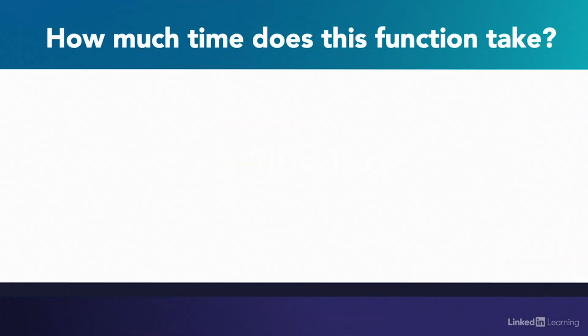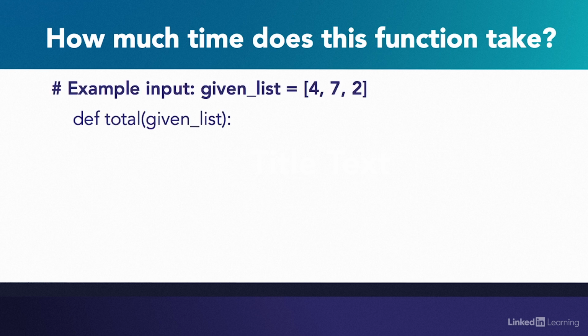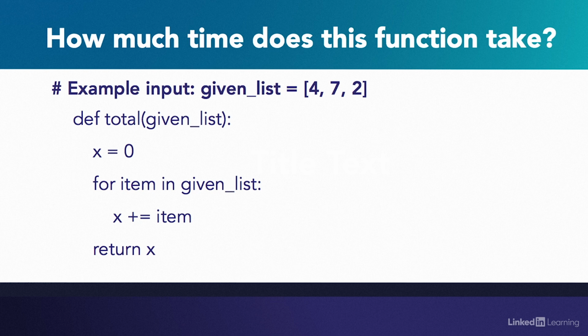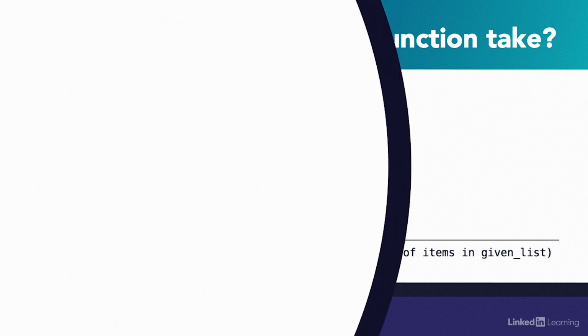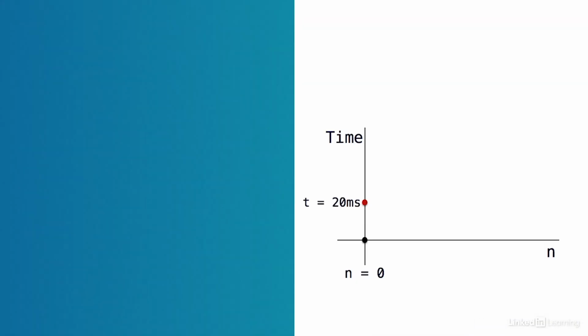To understand what time complexity is, let's take a look at the function we introduced, which finds the sum of all items in the given list. And we're going to plot the time it takes to run this function against n, or the number of items in the given list. So n represents the size of the input. Suppose that after running some experiments, it turns out when n is 0, or when the list is empty, this function takes 20 milliseconds to run in your particular environment.